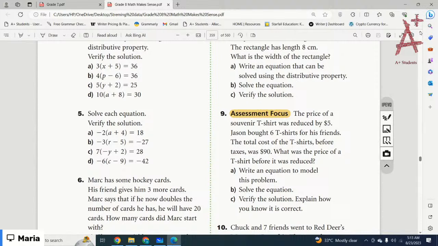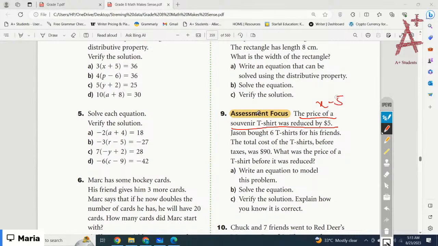The price of a souvenir t-shirt was reduced by 5. You don't know the price earlier, right? It would be the price minus 5. You have to write down the equation. The price is x, let's suppose, and it is reduced by 5. Jason bought 6 t-shirts for his friends, so 6 times (x minus 5). And the total cost before taxes is $90. So the equation would be 6 times (x minus 5) equals 90. Let's just solve the equation.